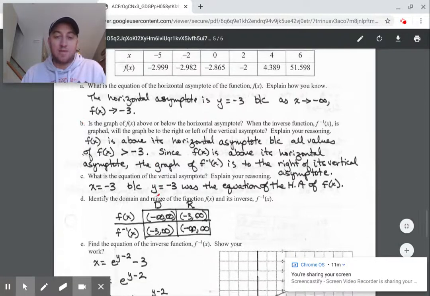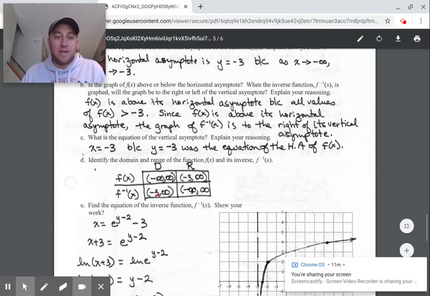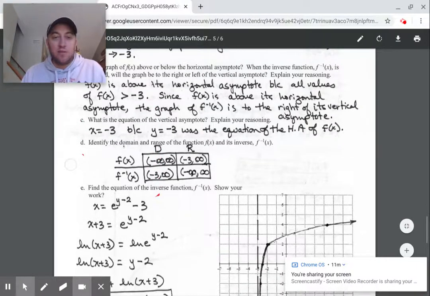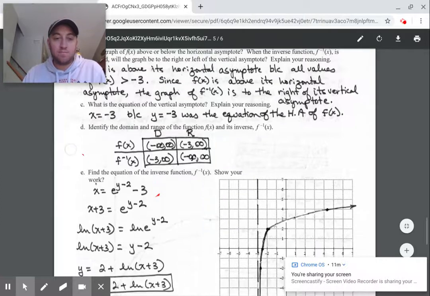And then the last thing here is D, just the domain and range of the function and its inverse. So I know that my function, f of x, is an exponential function, so the domain is negative infinity to positive infinity, and my range is above the horizontal asymptote, so it's negative 3 to infinity. So my inverse is going to be those two things, but just flipped.